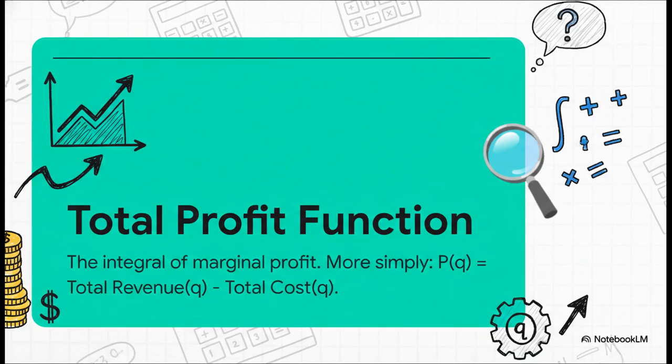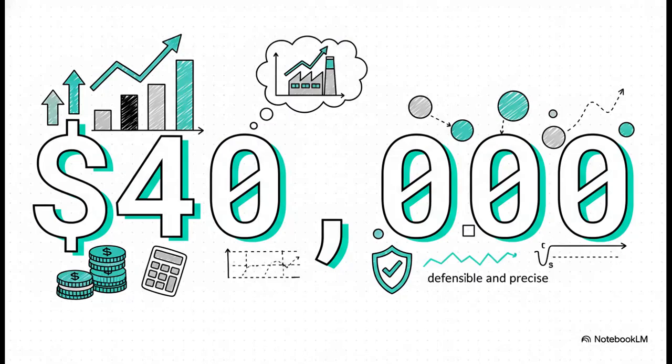You'd get the exact same answer. Either way, the fundamental business logic holds true. And the final answer is $40,000. $80,000 in revenue minus $40,000 in costs gives us a total profit of $40,000 for the first 1,000 units.